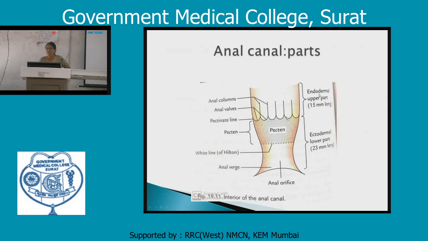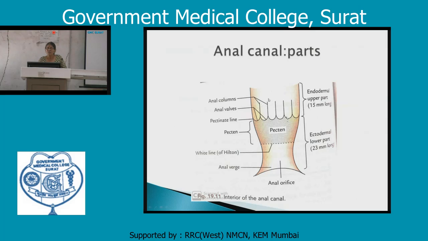This upper part has the same development as the rectum, developed from the terminal part of the hindgut, endodermal in origin, while the area below, this 23 millimeters, is developed from ectoderm, from the proctodeum. It develops in the proctodeum from ectoderm, from here. And this is the pectinate line, where in embryonic life there is the anal membrane, which lies here. By perforation of the anal membrane, this ectodermal part and endodermal part continue with each other. If there is no perforation of the anal membrane, it is imperforate anus.